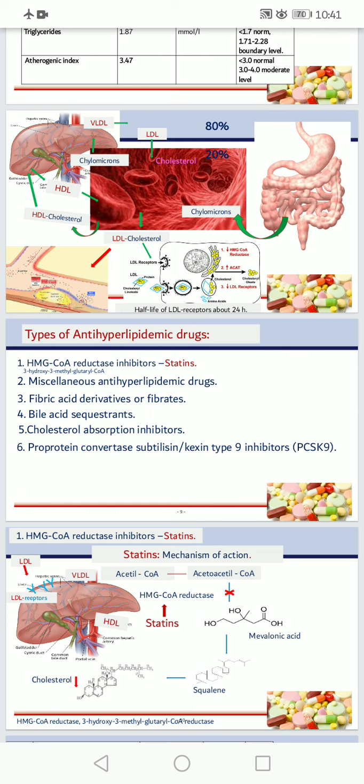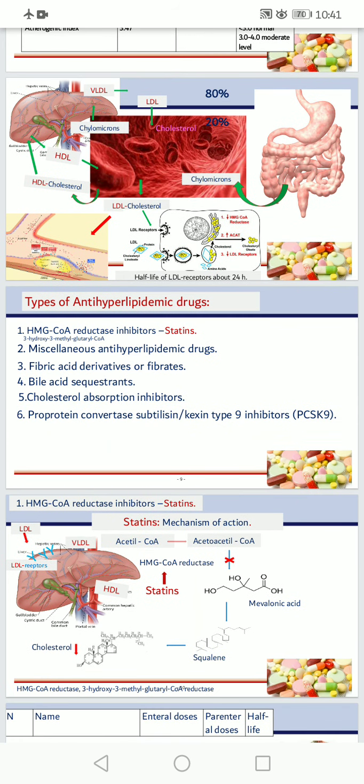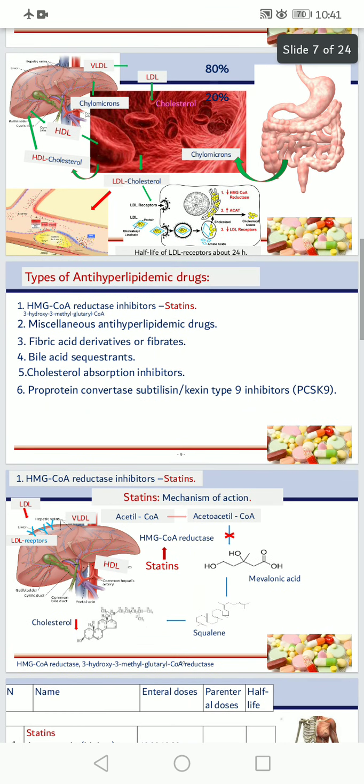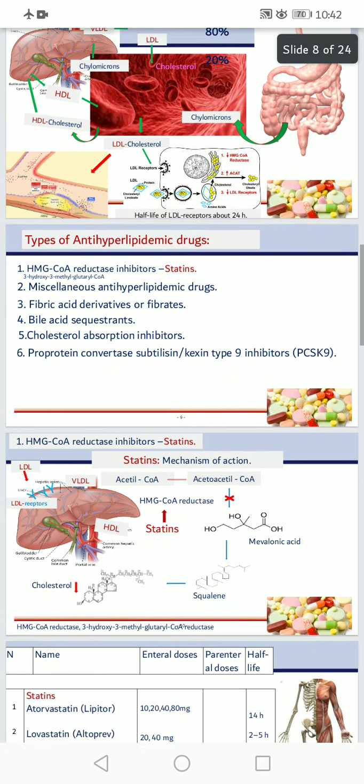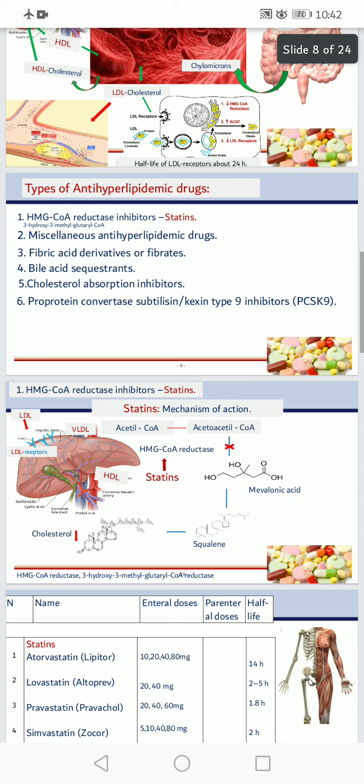Next are the types of antihyperlipidemic drugs. There are 6 types. First is HMG-CoA reductase inhibitors, known as statins. Second is miscellaneous antihyperlipidemic drugs. Third is fibric acid derivatives or fibrates. Fourth is bile acid sequestrants. Fifth is cholesterol absorption inhibitors. Sixth is proprotein convertase subtilisin/kexin type 9 inhibitors, known as PCSK9. Okay, and I will tell about all 6 of these types, and now the details of these types are.